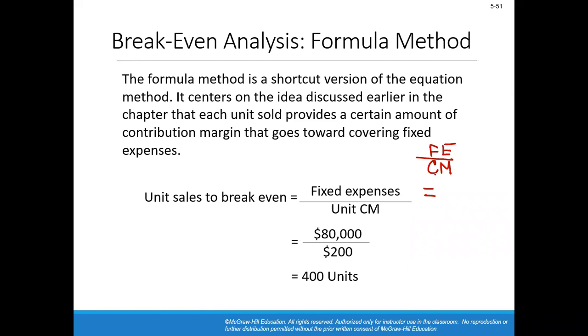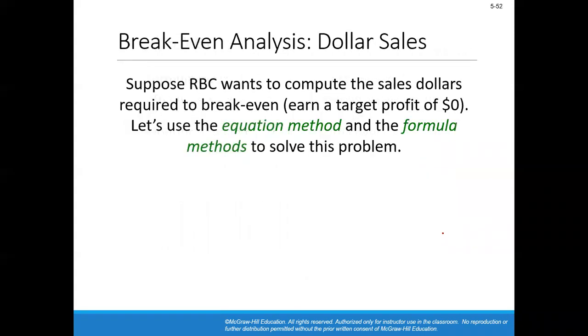This is from the idea about the contribution margin, what we learned earlier. So you see that fixed expense is 80,000. Our contribution margin per unit is 200. So again, same to same, 400 units is our break-even sales unit. So it is same as what we solved in the previous slide using the equation. It is the way that we can use the formula.